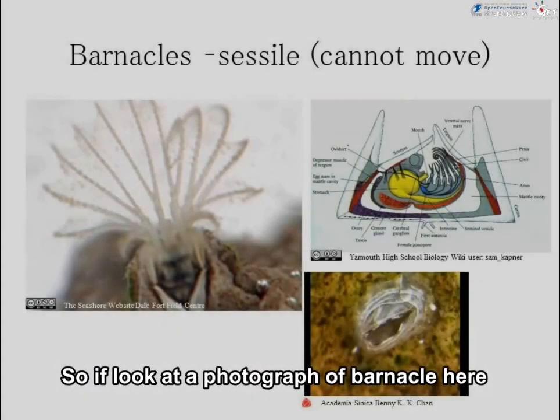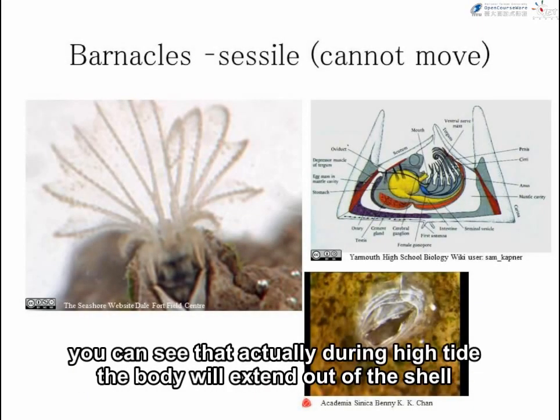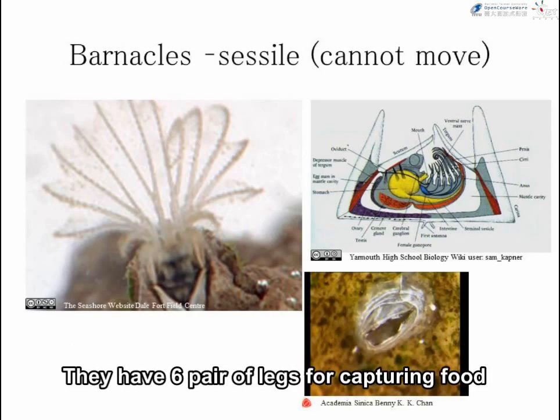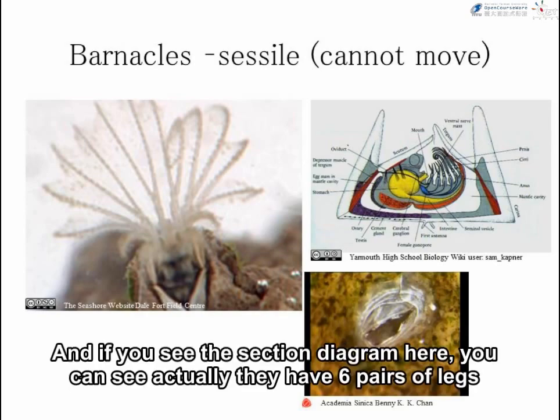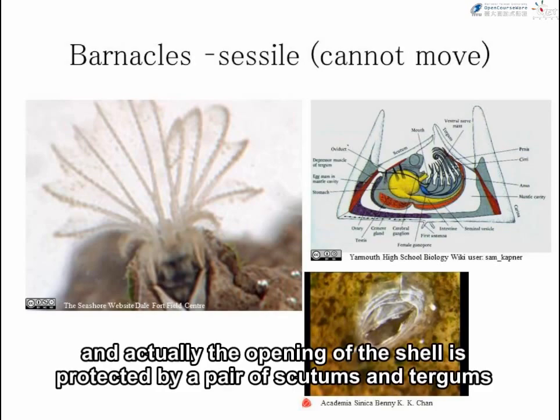If you look at the photograph of the barnacle here, you can see that during high tide, the body extends out of the shell. They have six pairs of legs for capturing food, and they are suspension feeders. That means their feet capture plankton for feeding. And if you see the section diagram here, you can see they have six pairs of legs, and the opening of the shell is protected by a pair of scuta and terga.